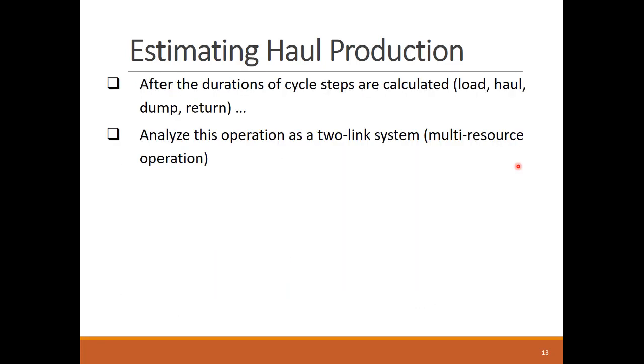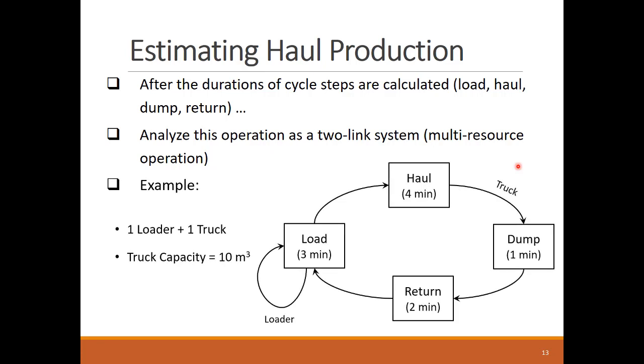So let's see an example of how we can model, analyze, and estimate the whole production rates. We would model the operation as a two-link system that depends on more than one resource, meaning the trucks and the loading equipment. We will study an example that involves a loader and a truck, and the truck payload is 10 cubic meters. The times of the whole cycle steps are shown on this activity sequence diagram.